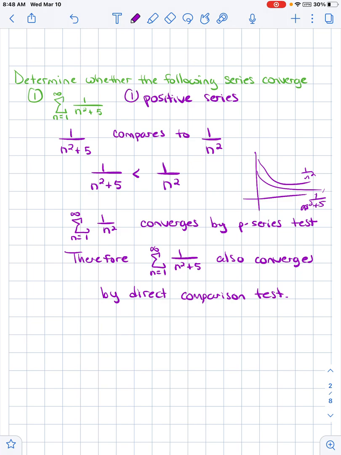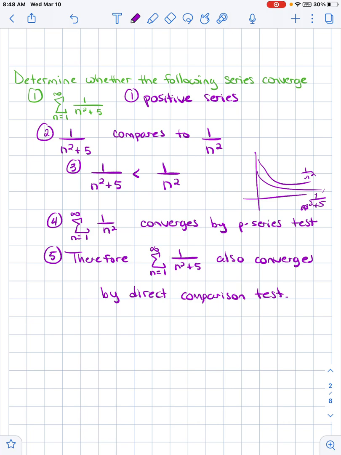There are a lot of things that have to happen in order for you to use the direct comparison test. First, note that it's a positive series. Second, determine that and explain, say out loud, this function compares to that function. So all of this needs to be shown. Third, you actually say that 1 over n squared plus 5 is less than 1 over n squared. Then you talk about the thing that we're comparing it to. And then finally make your conclusion.